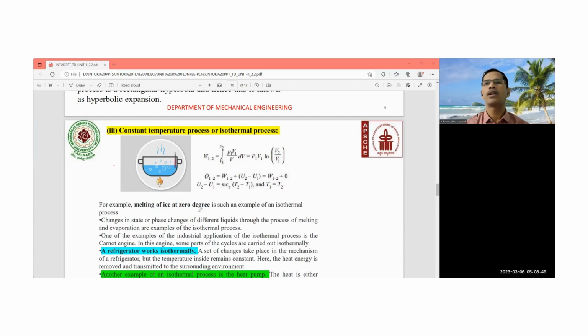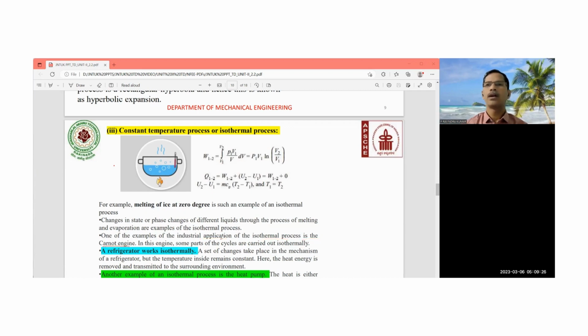Even the evaporation of water, that means the conversion of water at 100 degrees centigrade into steam or gas at 100 degrees centigrade, occurs at constant temperature. So that is also an isothermal process. Changes of state or phase changes of different liquids through melting and evaporation are examples of isothermal process. One example of industrial application of the isothermal process is the Carnot engine.